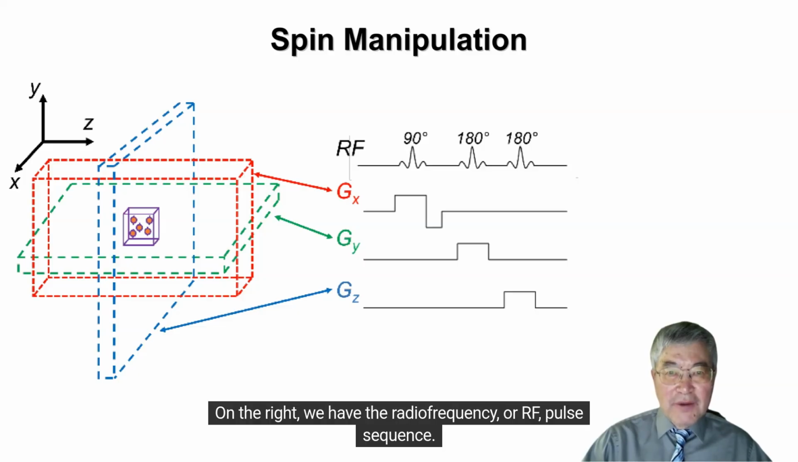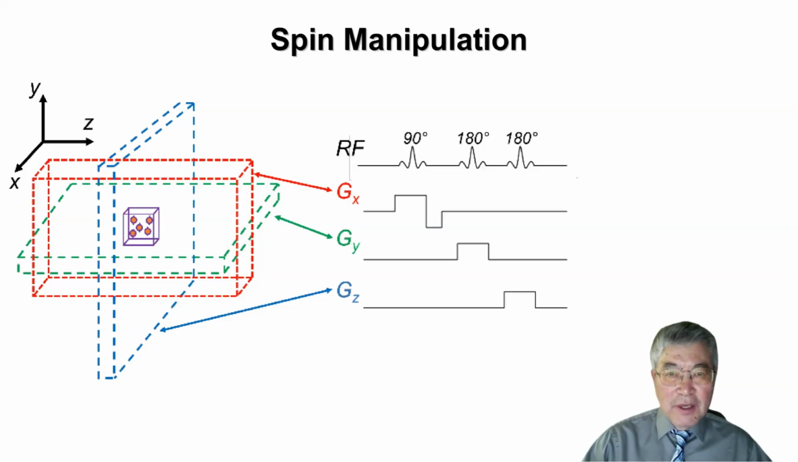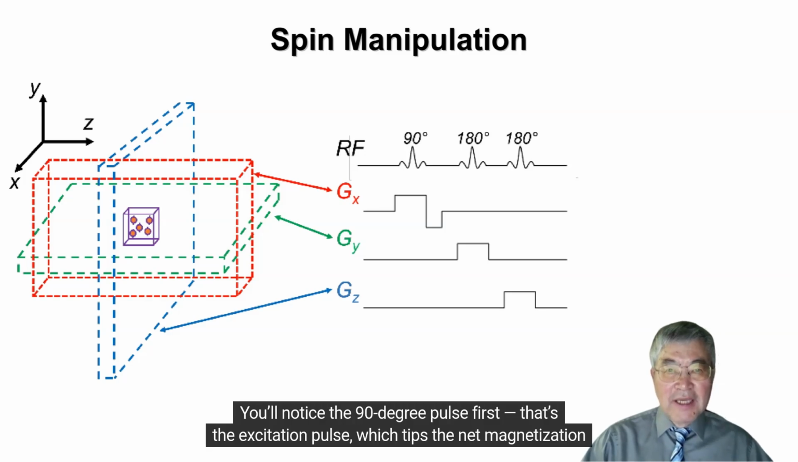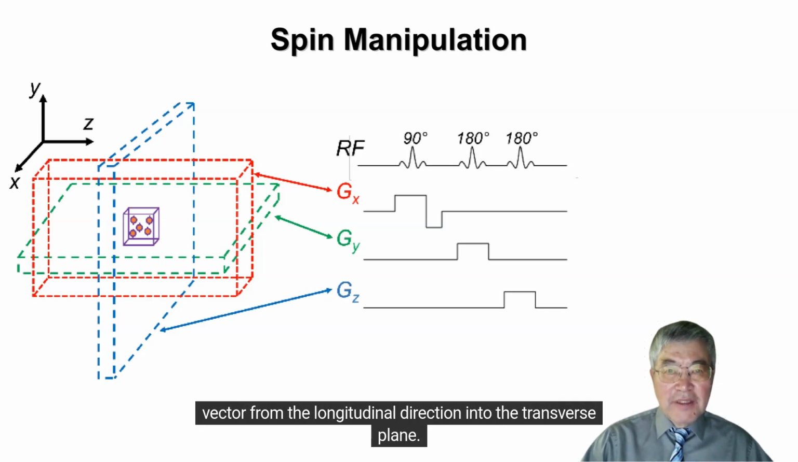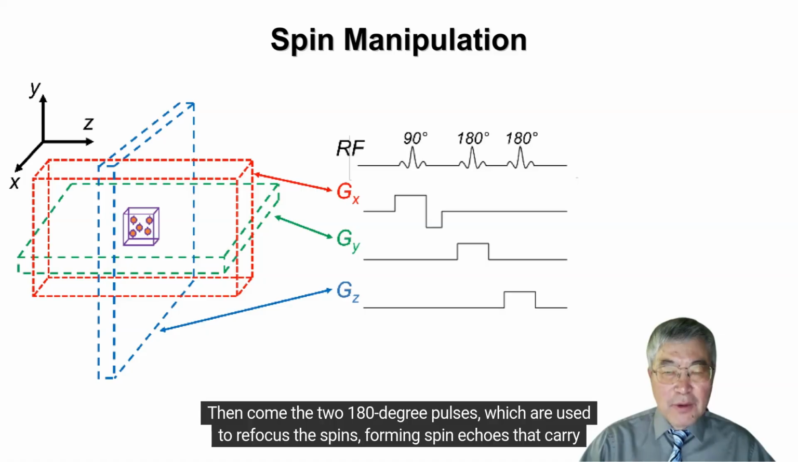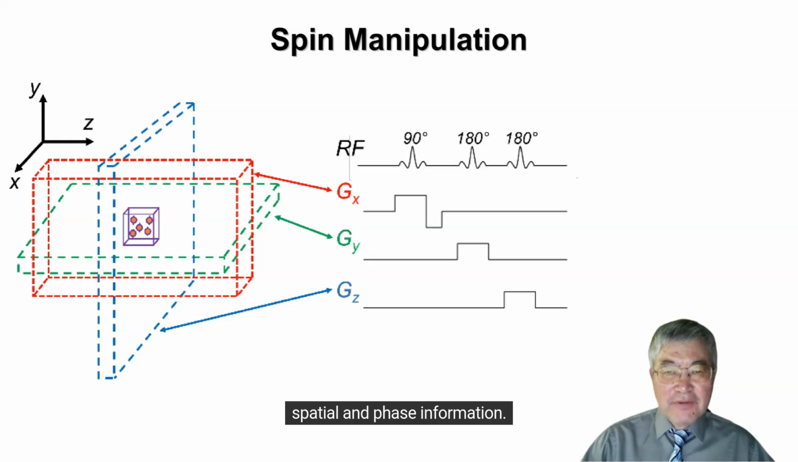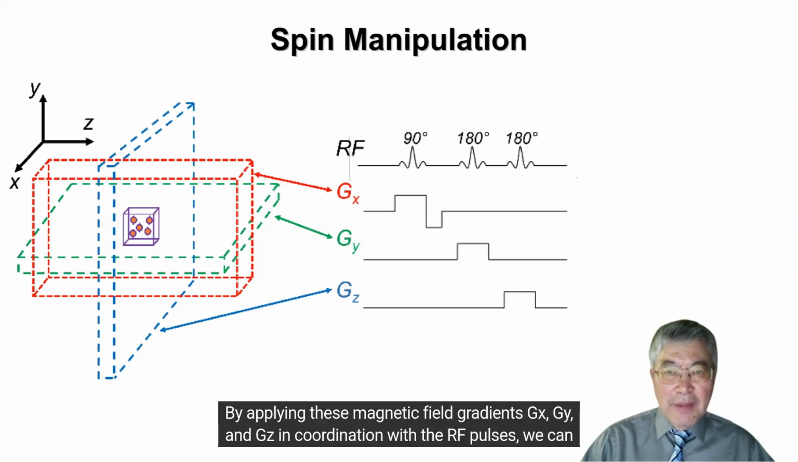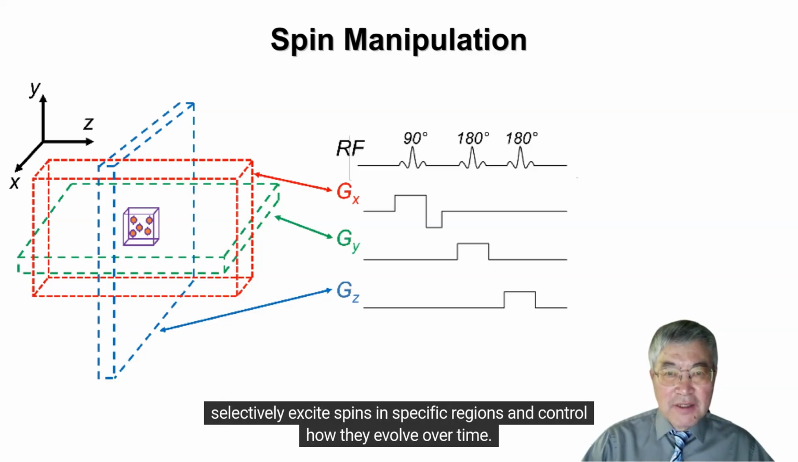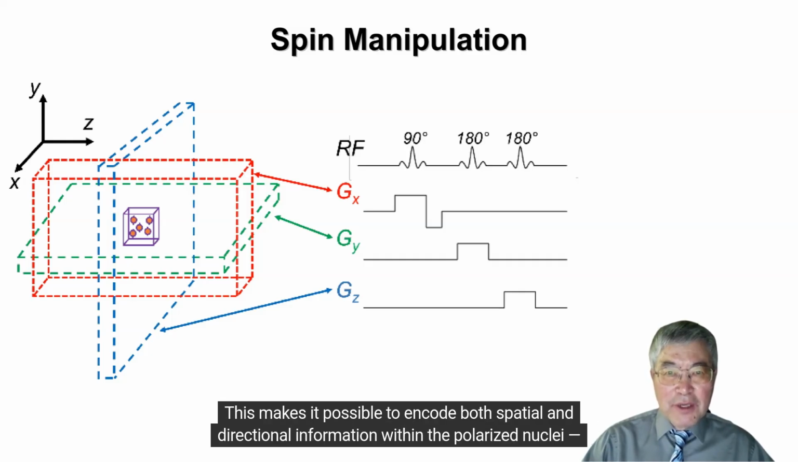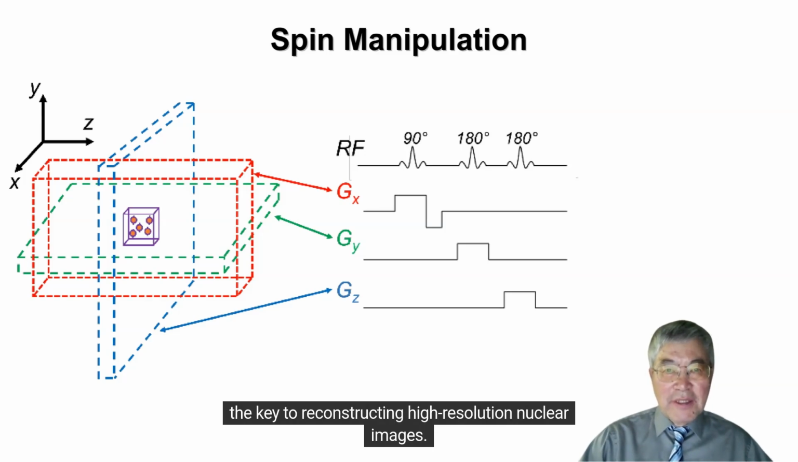On the right, we have the radio frequency, or RF, pulse sequence. You'll notice the 90-degree pulse first. That's the excitation pulse, which tips the net magnetization vector from the longitudinal direction into the transverse plane. Then come the two 180-degree pulses, which are used to refocus the spins, forming spin echoes that carry spatial and phase information. By applying these magnetic field gradients Gx, Gy, and Gz in coordination with the RF pulses, we can selectively excite spins in specific regions and control how they evolve over time. This makes it possible to encode both spatial and directional information within the polarized nuclei, the key to reconstructing high-resolution nuclear images.